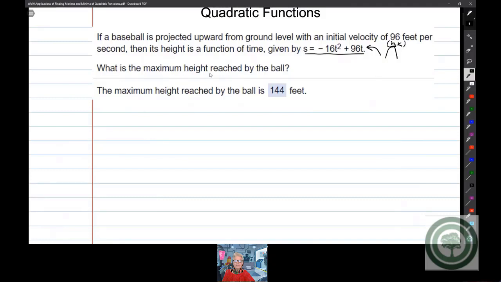So let us go there. What is the maximum height reached? Well, first we find H, then we find K. So H equals negative B over 2A. You have to know what H is first, as you'll see. All right, we have S equals negative 16 t squared plus 96 t. We could pull out a GCF, but there's no reason to bother. Let's go negative 96 over 2 times negative 16, which is negative 96 over negative 32. Let us pull up the calculator.